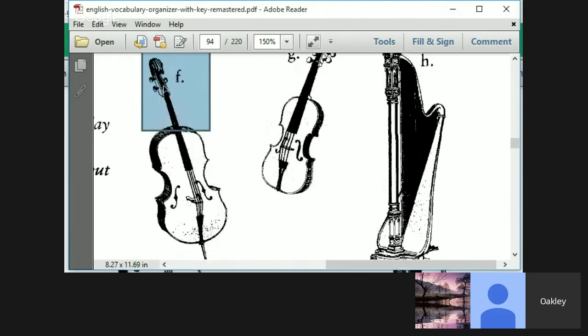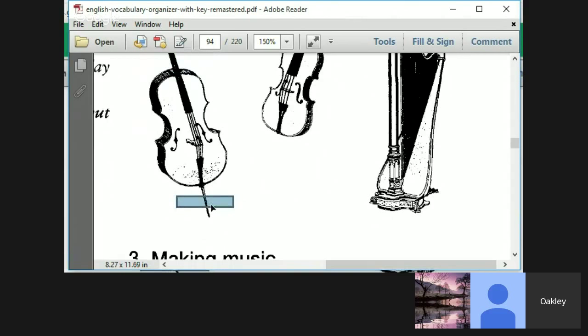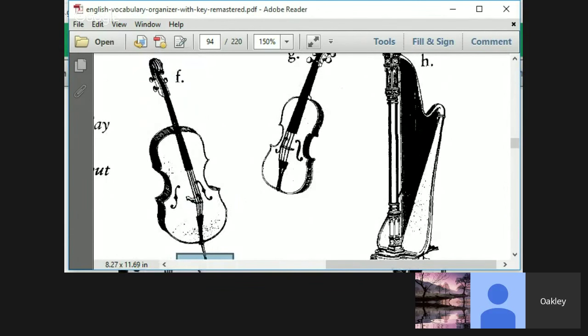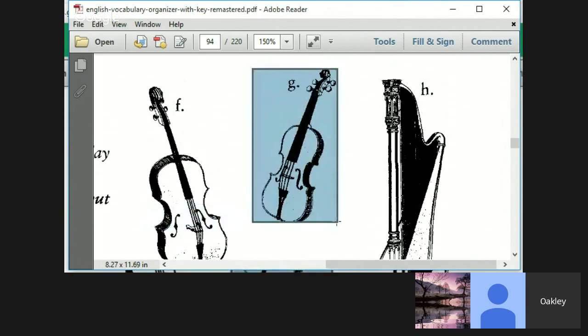Just looking at this picture, I could not tell if it was a cello or a double bass. A double bass is also on the floor. The bottom is on the floor with some kind of support, but it is played with the fingers. It would help if our picture had a bow. If you're holding a violin or a cello with your left hand, you're using your fingers to create the notes on the neck of the instrument, and you use a bow to slide across the strings down here. That would help. So obviously G is a violin, I guess.